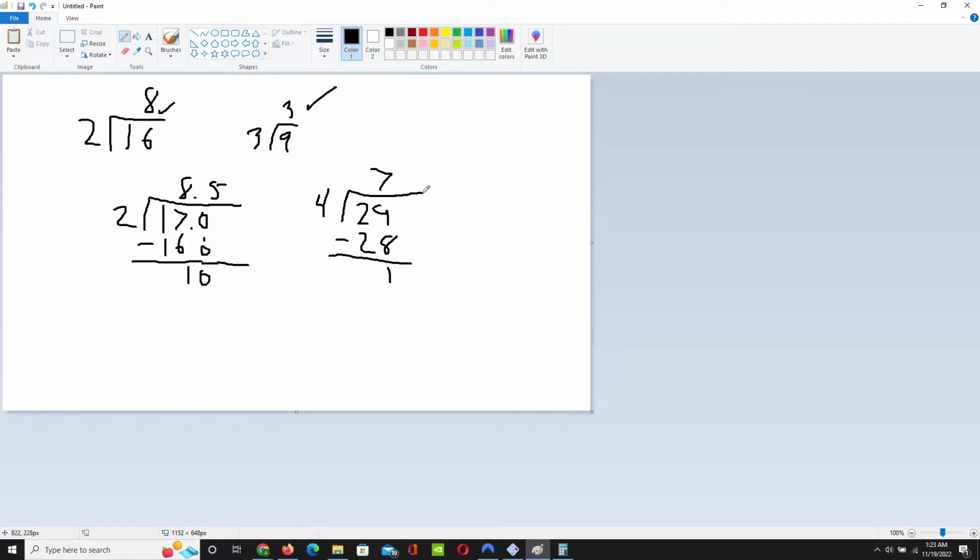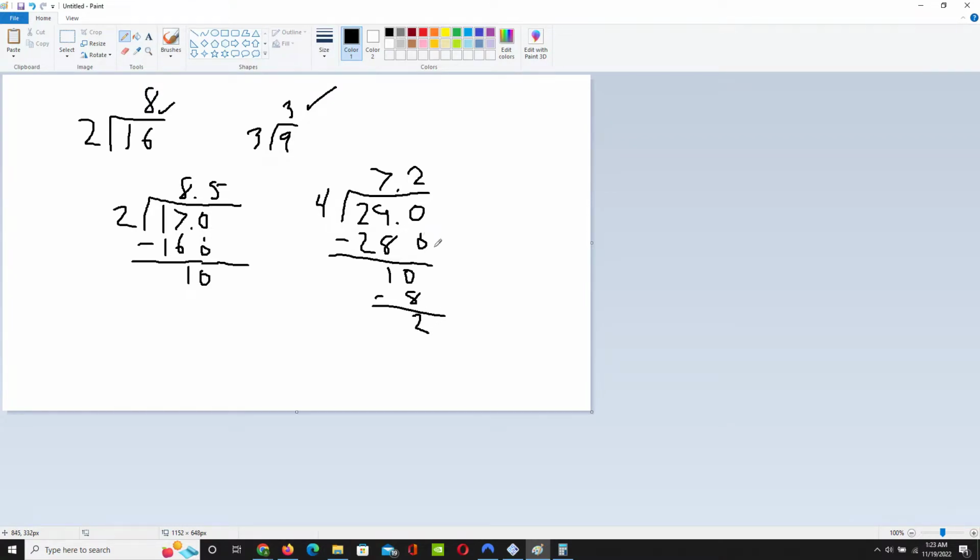We want the decimal. So we know the 3 steps that we have to do. It's actually 4 steps, but you'll probably remember the 4th step after the 3rd step. So first step, decimal here. Second step, decimal here. 3rd step, add a 0. 4th step, drop the 0. And you're ready to start solving. How many times can 4 go into 10? Twice. Not 3, because it'll give you 12, and 12 is bigger than 10. So 10 minus 8, 2.